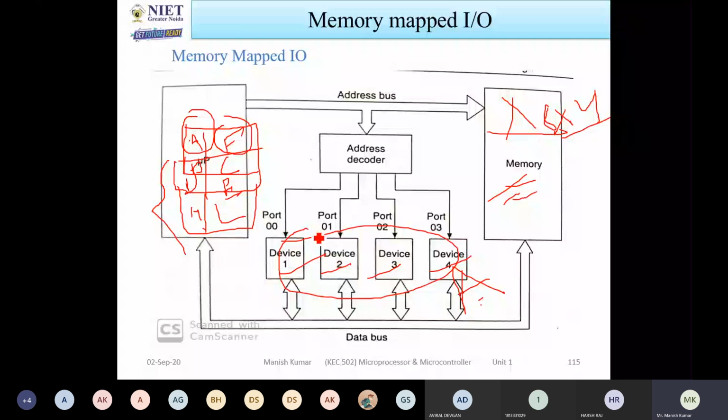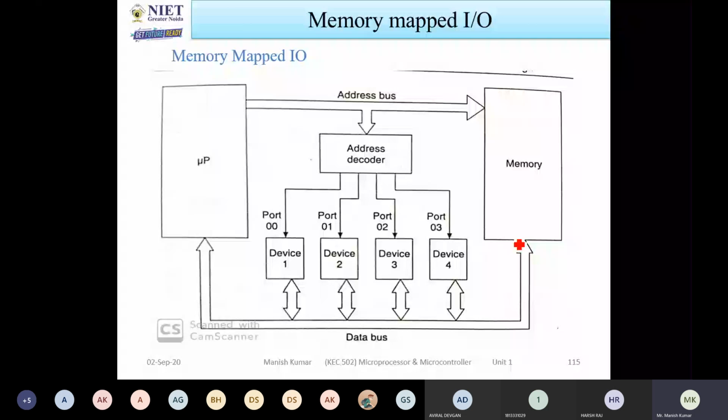So now you have to see what the difference is between these two: memory mapped input output and input output mapped input output. The difference is only in how we connect the processor to the data lines. These 4 you have to connect, that is, the input output devices. So let us see that in the next slide.